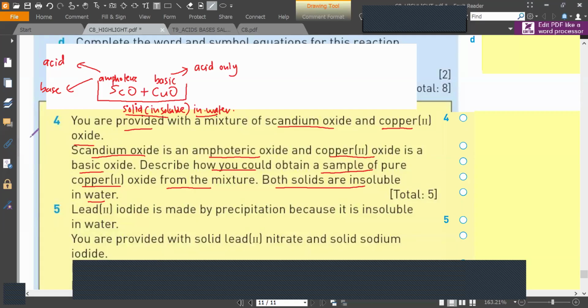So what can we do? We will react with base, which means only the scandium oxide will react. Then we can separate the two. That's the main idea for this question. The copper oxide is basic, so it can react with acid only. The scandium oxide is amphoteric, so it can react with both. So in order to separate the two, we will react with base. Then only the scandium oxide will react, which means we can separate the two.